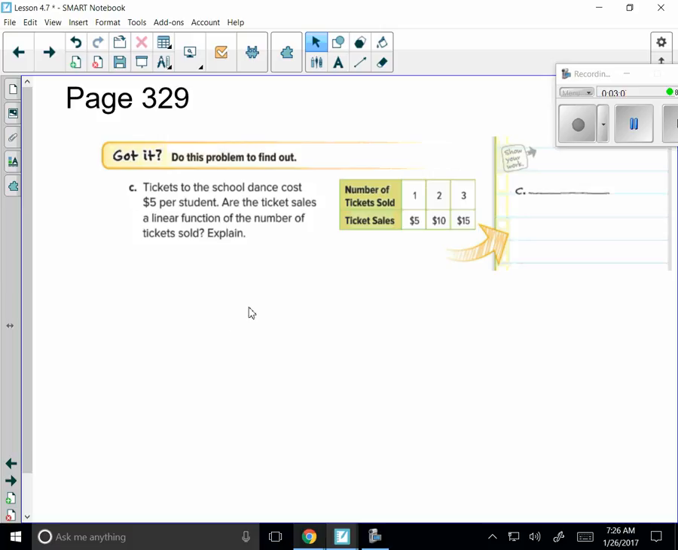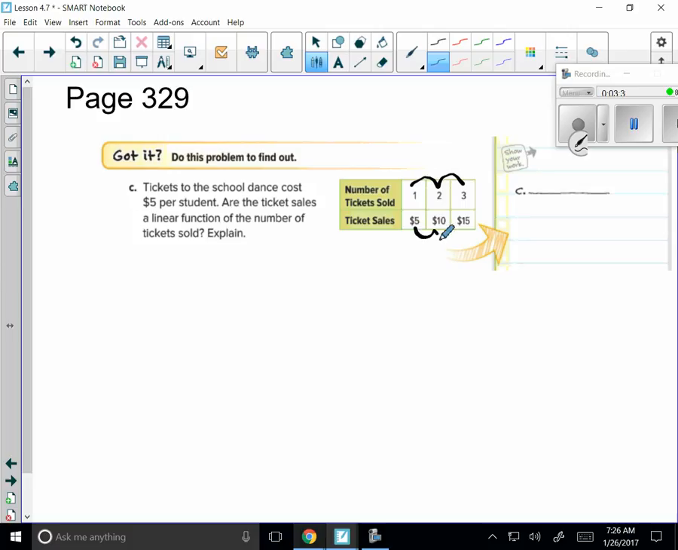Alright, now we are on page 329, and this is kind of right in the middle. Make sure you read example 3. And this question says, tickets to the school dance cost $5 per student. Are the ticket sales a linear function of the number of tickets sold? Explain. So we are trying to figure out, is this linear, yes or no? And how do we find if it's linear? We really just need to find the constant rate or the slope.